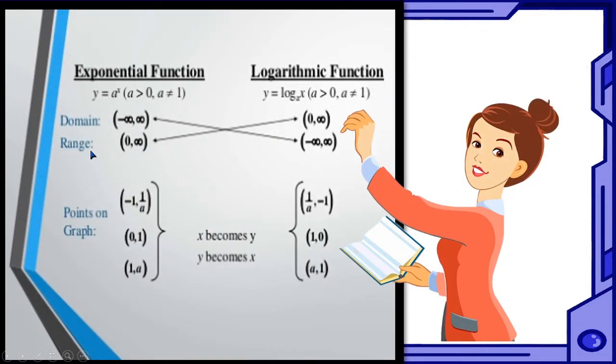If we talk about domain and range, then exponential function, the domain is all the real numbers and the range is positive real numbers. And log functions, the domain is all the positive real numbers and range is all the real numbers. If we plot these points on the graph, then when we come from exponential to logarithmic function, x becomes y and y becomes x.